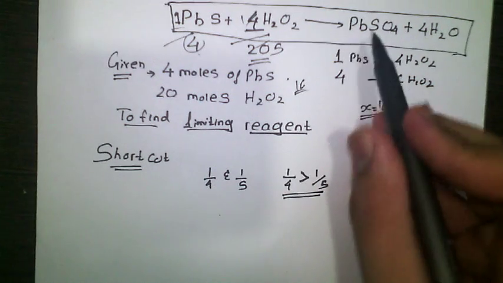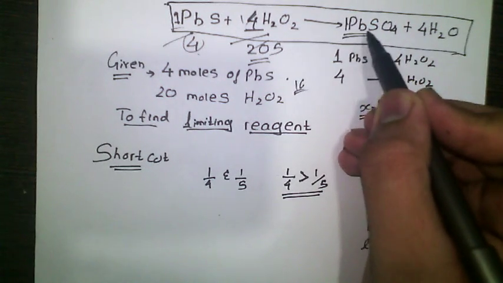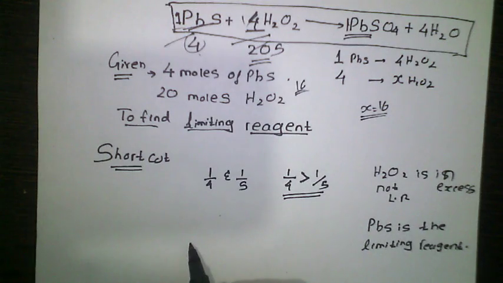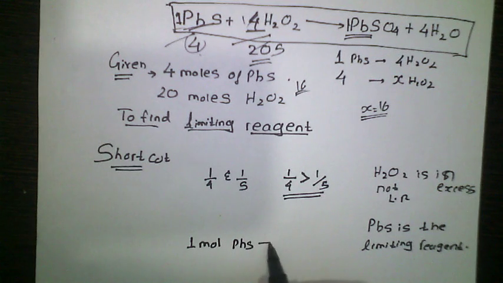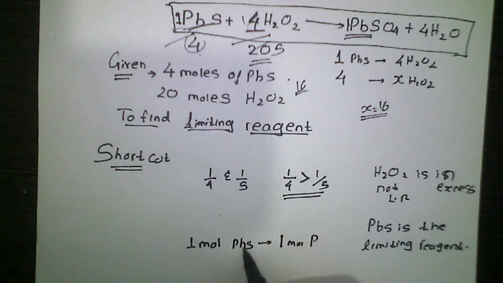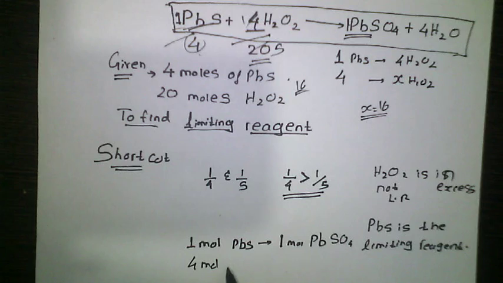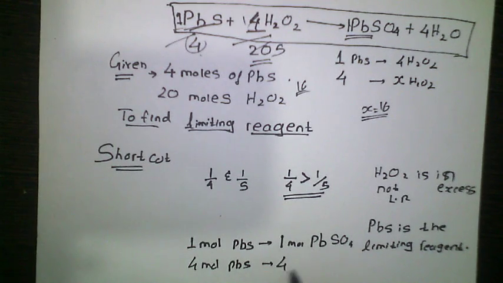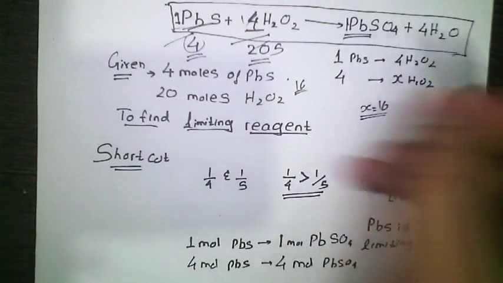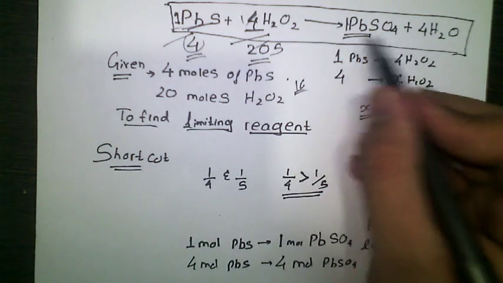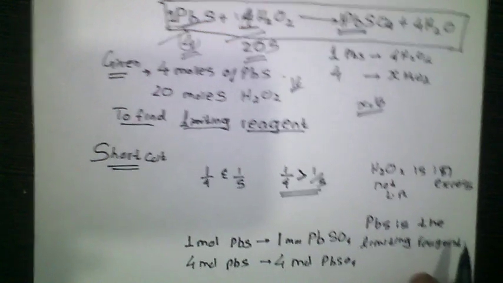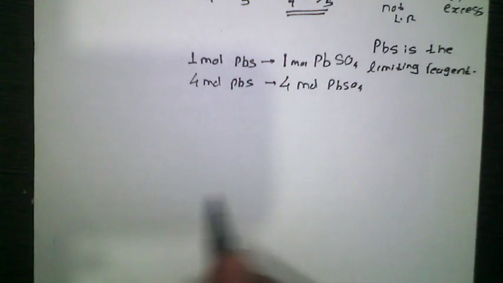Also on the right hand side, PbSO4 is 1 mole, linked to the limiting reagent PbS. Therefore we can say if 1 mole of PbS reacts to form 1 mole of PbSO4, then 4 moles of PbS would produce, of course, 4 moles of PbSO4, and we would be asked to find the moles of PbSO4. It's that simple.